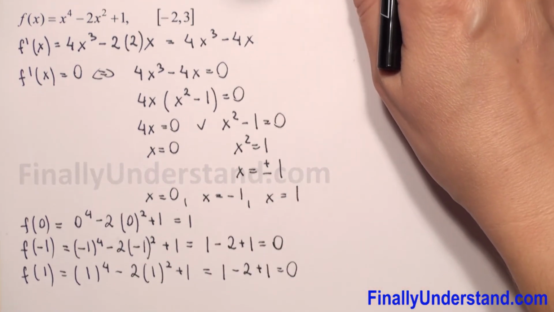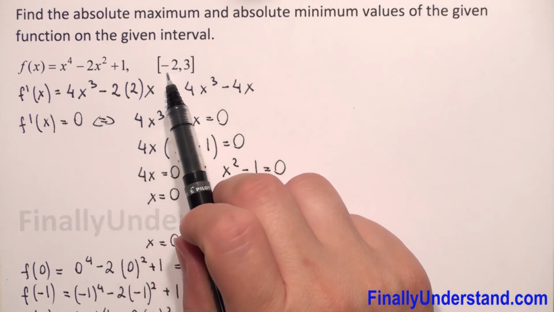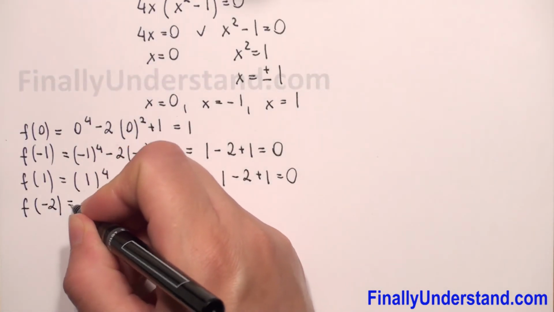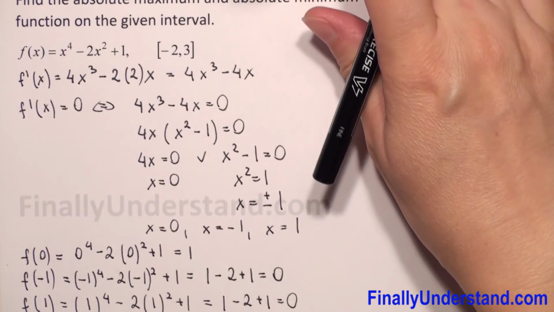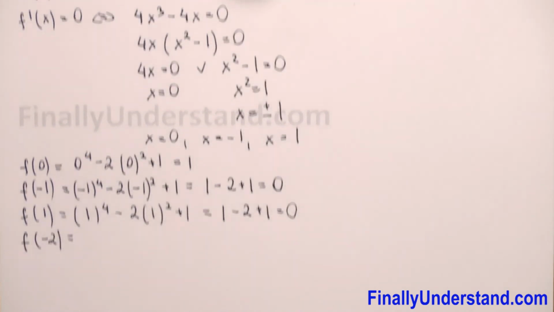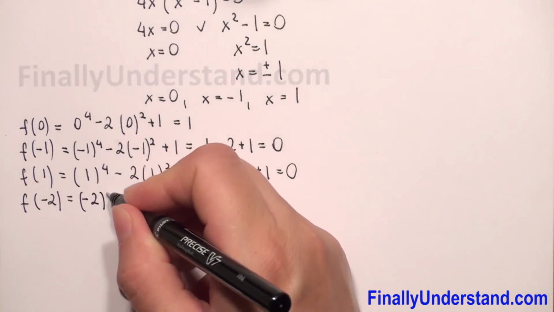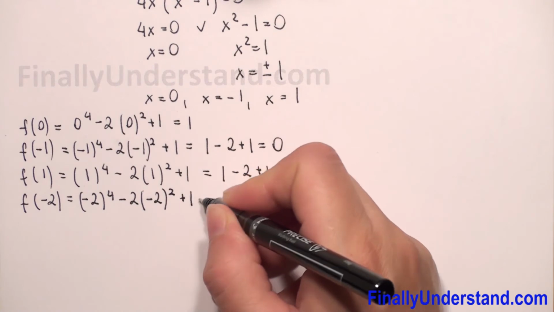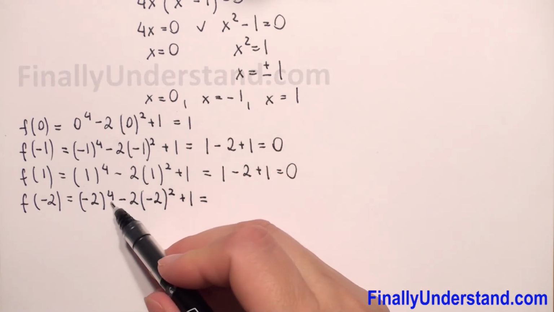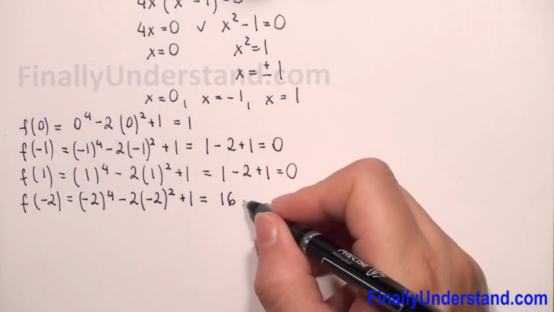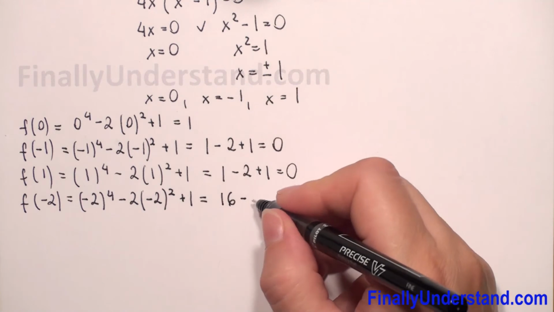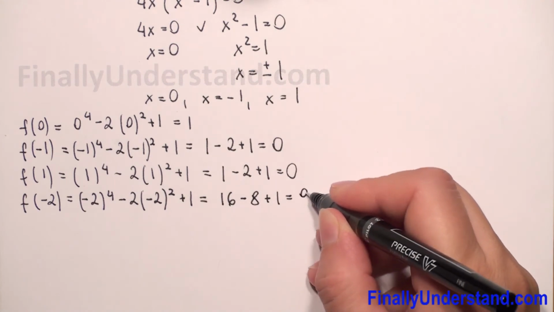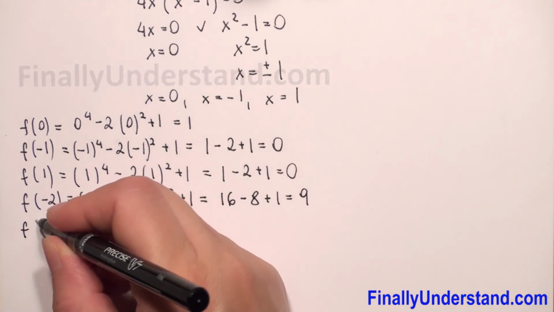Now we have to find the value of our function for negative 2 and 3. So f of negative 2 is equal to, we will replace x's now by negative 2. So it will be negative 2 to the power 4 minus 2 times negative 2 to the second power plus 1. This is equal to negative 2 to the power 4 is 16, minus 2 times 4 is 8, plus 1. This is equal to 16 minus 8 is 8, plus 1 is 9. Now we have f of 3.